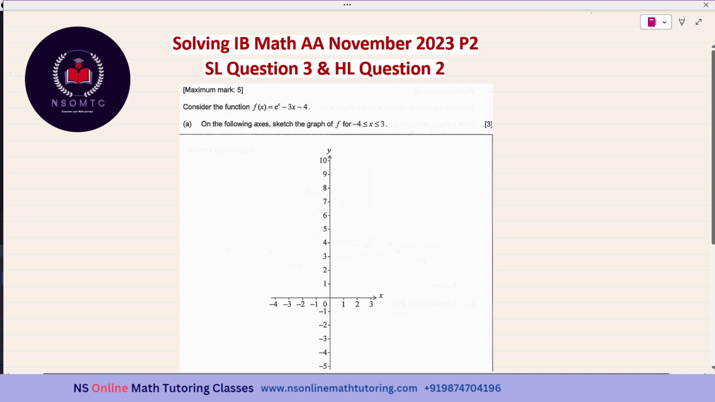Hello students, we have started to solve the IB Math AHL November 2023 paper 2 and today we will be solving question number 2 of this paper. This is a question common for both the SL and the HL level students. For the SL students it is question number 3 and for the HL students it is question number 2.